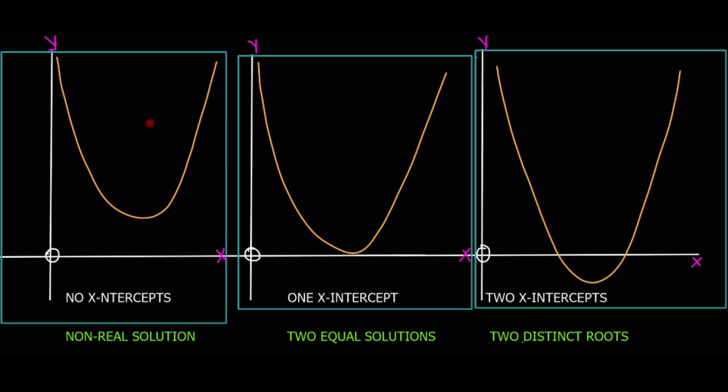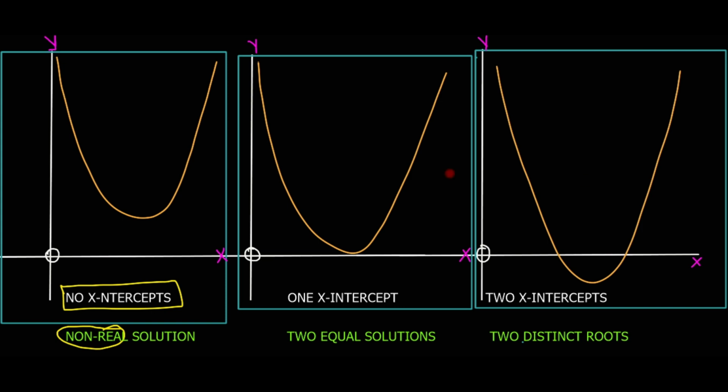If you look at the graphs here, this is the y-axis and then this is the x-axis. You can notice that we have a graph, but this parabola, you can see that it doesn't have an x-intercept. Therefore we are saying we have non-real, or we may say we have imaginary solutions, because we don't have the x-intercepts.